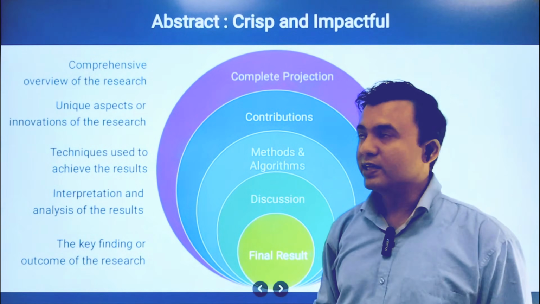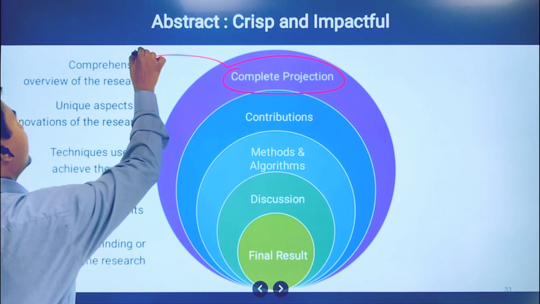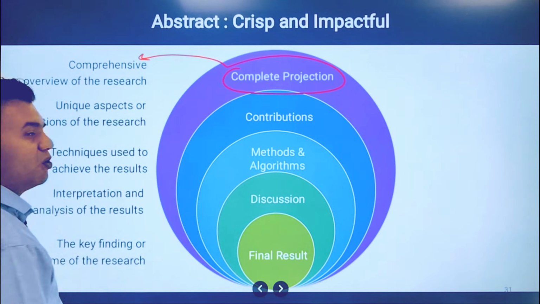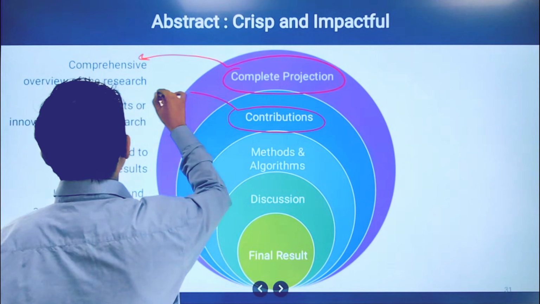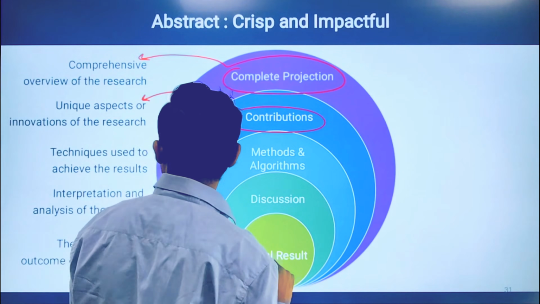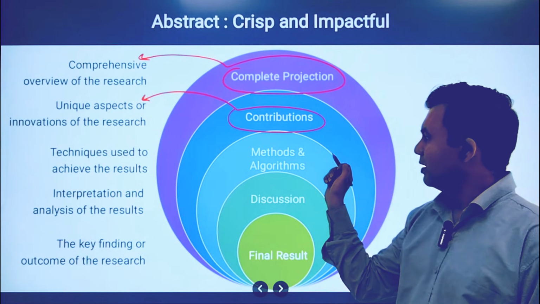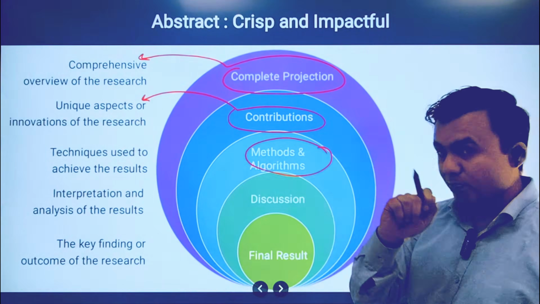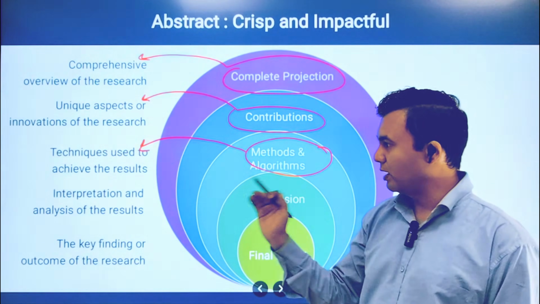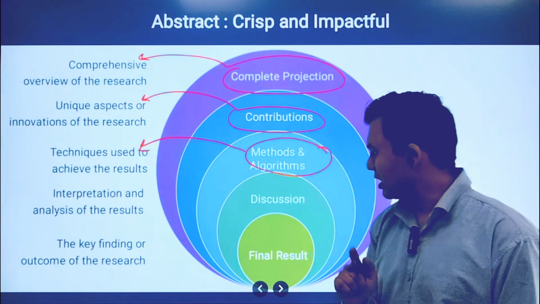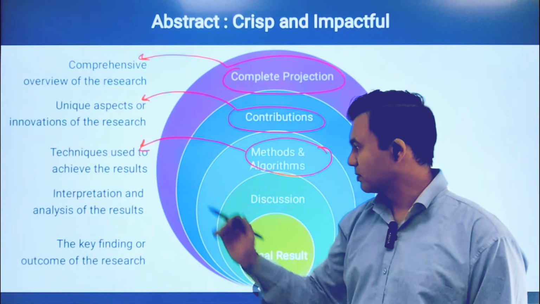Abstract, what it should contain. Abstract should provide a complete projection of the entire work, right? The comprehensive overview of your research. What are the contributions that you are including? The unique aspects of your innovations which you are presenting, that should be there. Subsequently, it should discuss a little bit about the methods, techniques, or the work which you have done and what kind of results you have accomplished. Maybe the pinnacle point of your result along with the numbers.